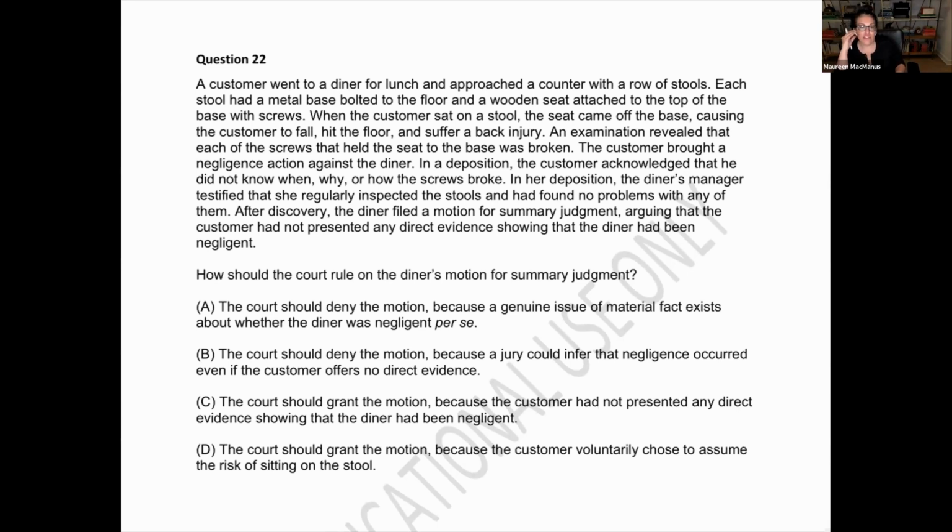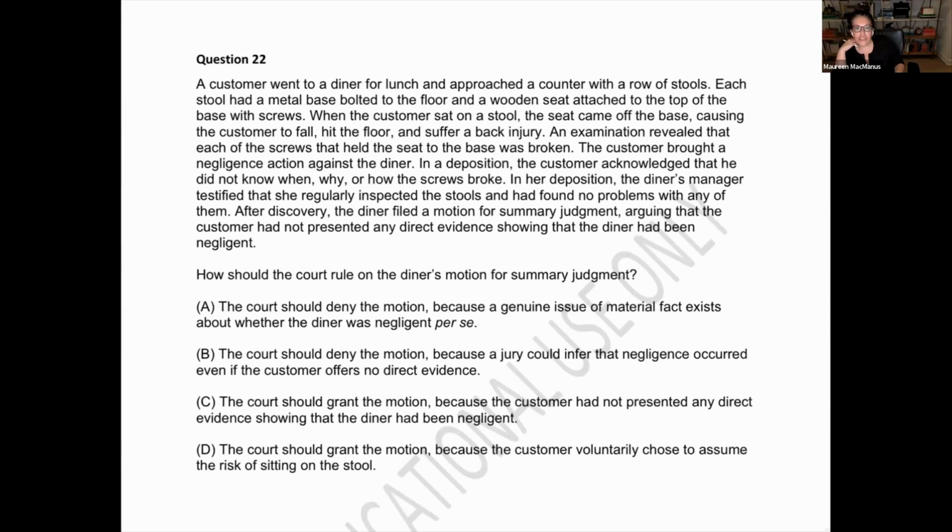The customer brought a negligence action against the diner. In a deposition, the customer acknowledged that he did not know when, why, or how the screws broke. But generally, an incident like this doesn't occur in the absence of negligence, so you can do res ipsa here. Often when you see a motion for summary judgment or a directed verdict or JMOL in a torts question, you want to think about res ipsa and negligence per se.